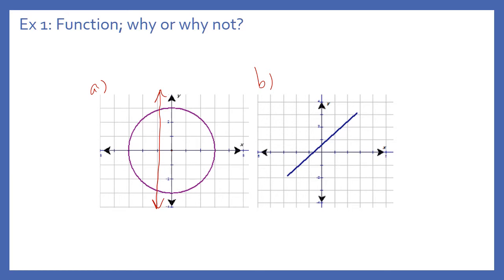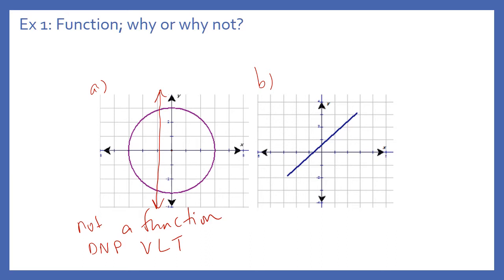If it touches it more than once, remember, not a function. So you want to say not a function, and you have to say why. I'm going to short form here: does not pass vertical line test. Not a function, does not pass vertical line test.